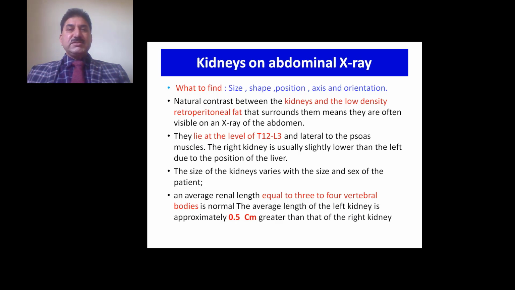The various anatomical structures seen on KUB are: kidney, where we observe size, shape, position, axis, and orientation of the kidney. Natural contrast between the kidneys and the low density retroperitoneal fat that surrounds them means that they are often visible on X-ray of the abdomen. They lie at the level of T12 to L3 and lateral to psoas muscle. The right kidney is usually slightly lower than the left due to the position of the liver.